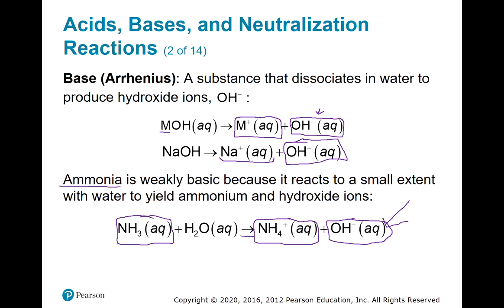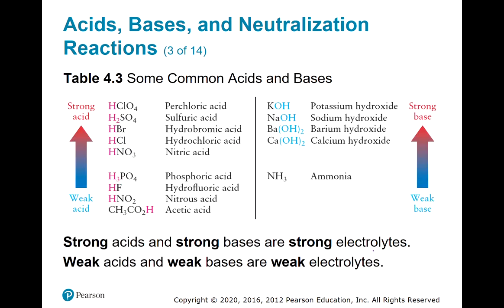This reaction is only a partial reaction, because only a small amount of the ammonia reacts, but we still get some hydroxide ions in aqueous solution, and so ammonia is a weak base. Alright, I showed you earlier on in this presentation, in a previous video, what the strong acids and strong bases were. If you remember what those are, it's pretty easy to deduce that anything else that is an acid or a base should be a weak acid or a weak base if it's not on the canonical lists of strong acids or strong bases. And as the name implies, strong acids and strong bases are strong electrolytes, whereas weak acids and weak bases are weak electrolytes.